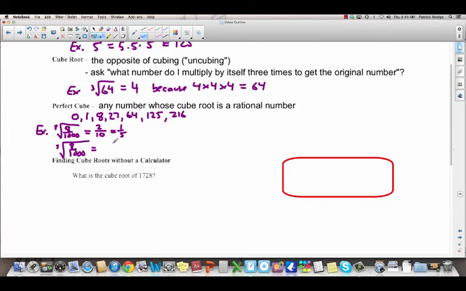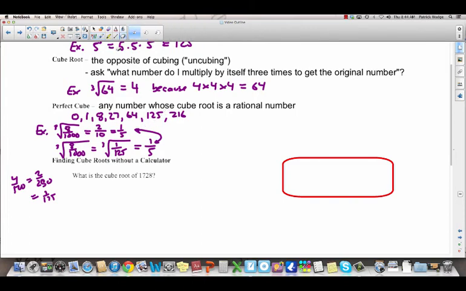You know what 8 over 1,000 is in lowest terms? Well, 8 over 1,000 is the same as 4 over 500, which is the same as 2 over 250, which is the same as 1 over 125. Okay, so the cube root of 8 over 1,000 is the same as the cube root of 1 over 125. What's the cube root of 1? 1. What's the cube root of 125? 5. We get exactly the same answer.